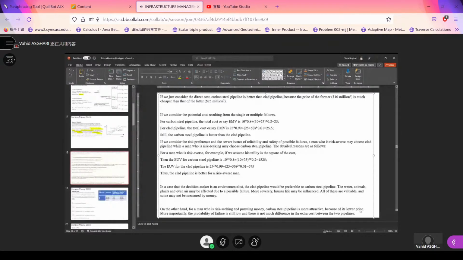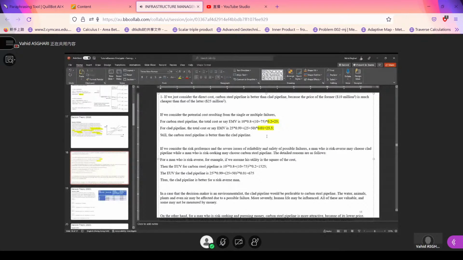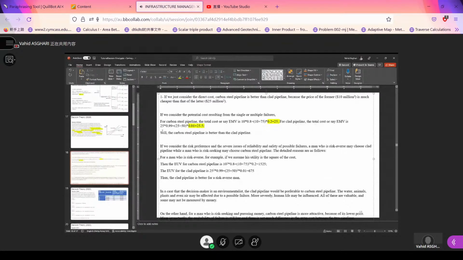Point two, if we consider the potential cost resulting from the single or multiple failures, again, nothing really complex here. The total cost for carbon steel will be 25, and for the clad pipeline, the total cost will be 25.5. Still, the carbon steel pipeline is better, right? So this is point two.